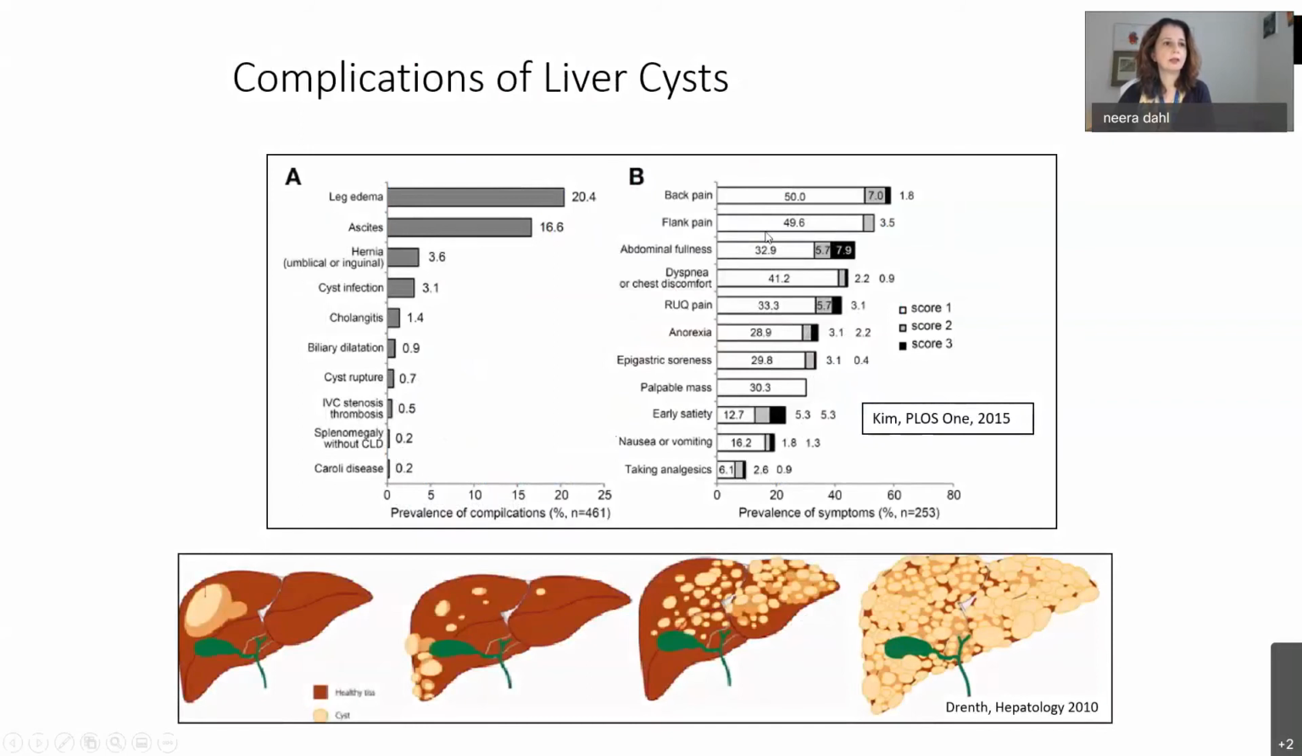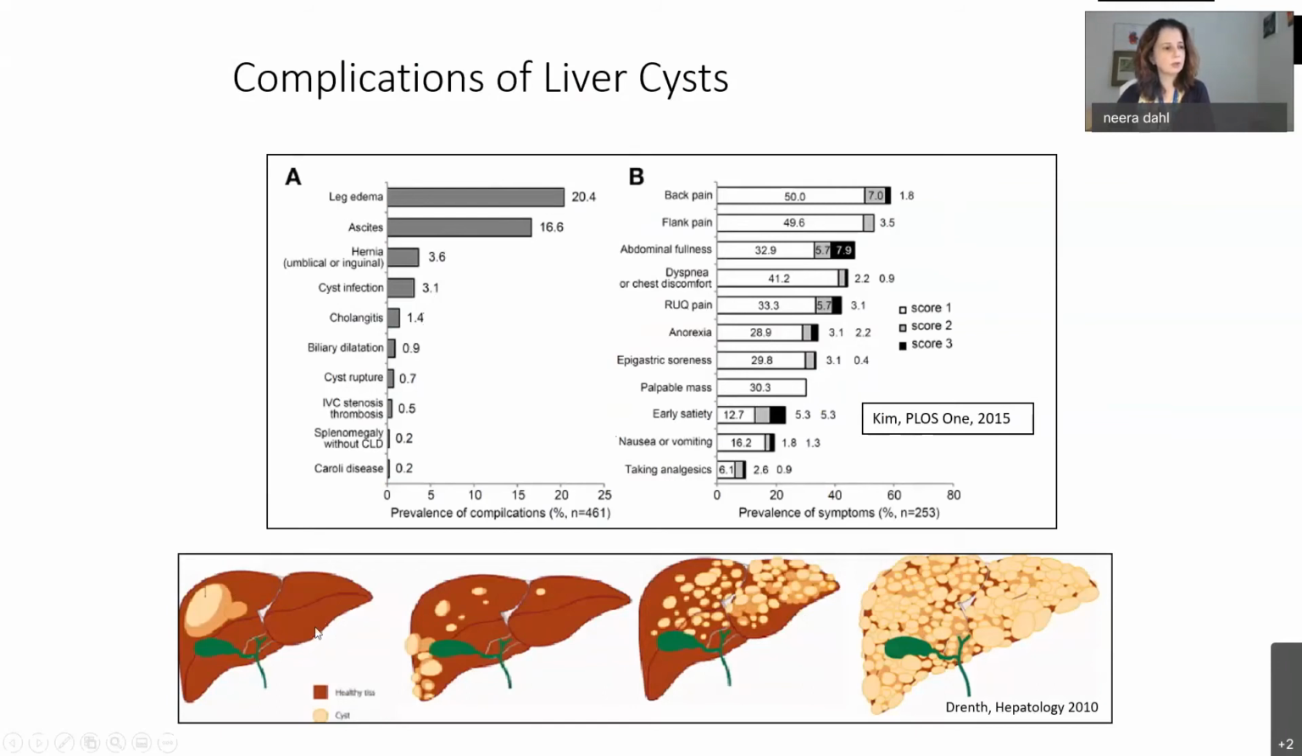So back pain, flank pain, abdominal fullness, right upper quadrant pain, a loss of appetite or anorexia, palpable mass, early satiety, nausea, vomiting. And then things that could happen, so hernias, cyst infections, biliary dilatation or inflammation of the bile tract, cholangitis, cyst rupture, so other complications.